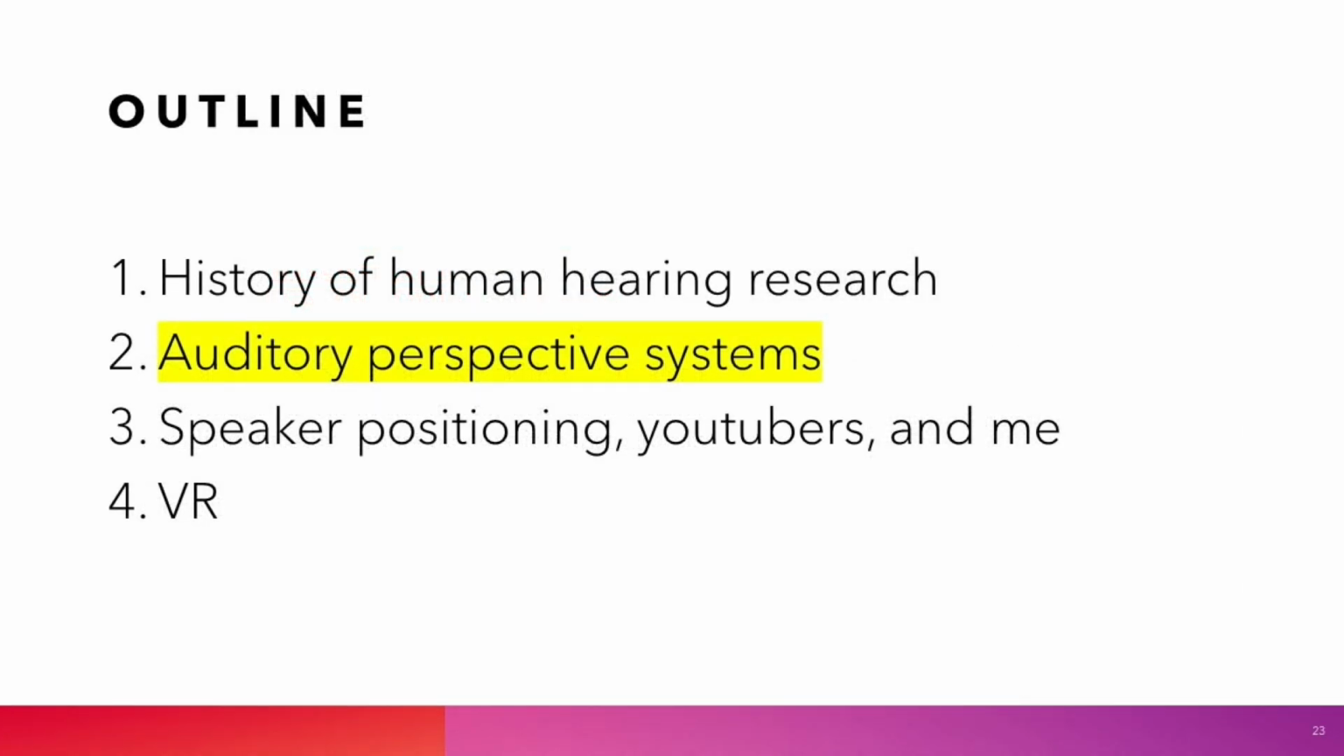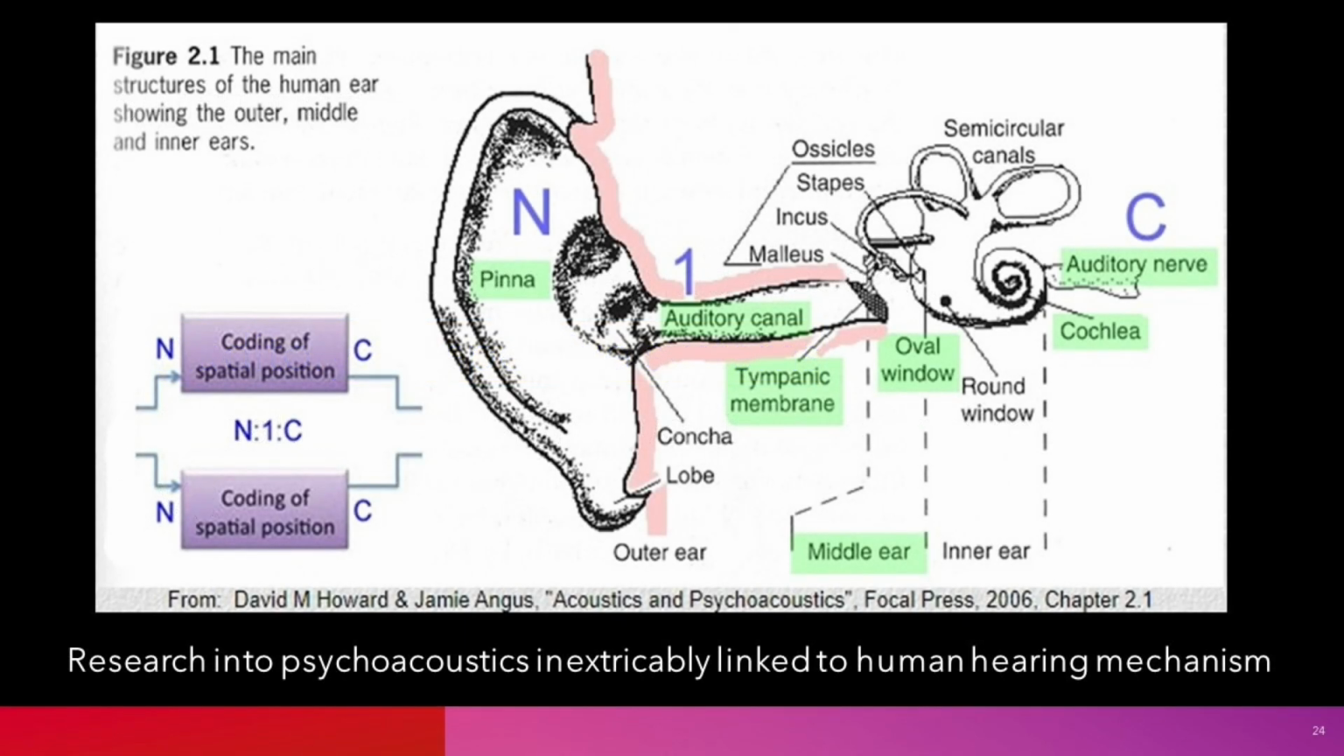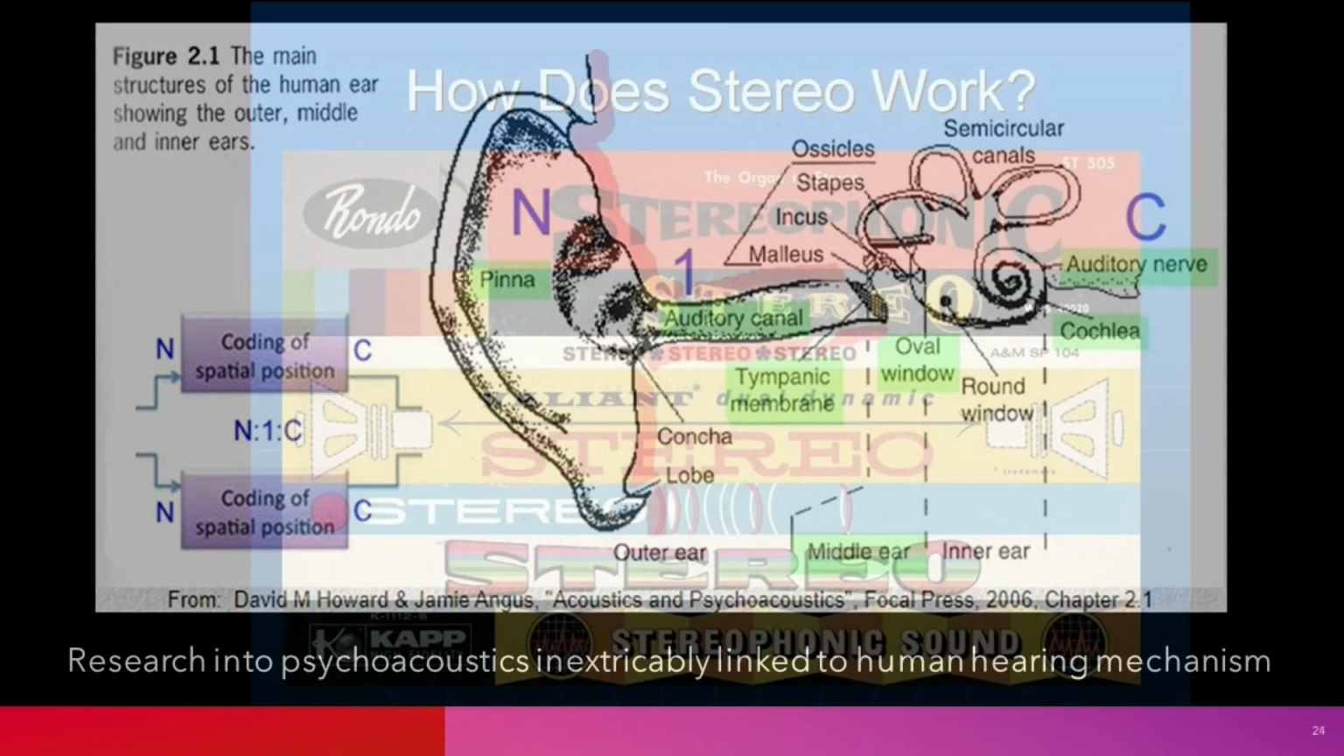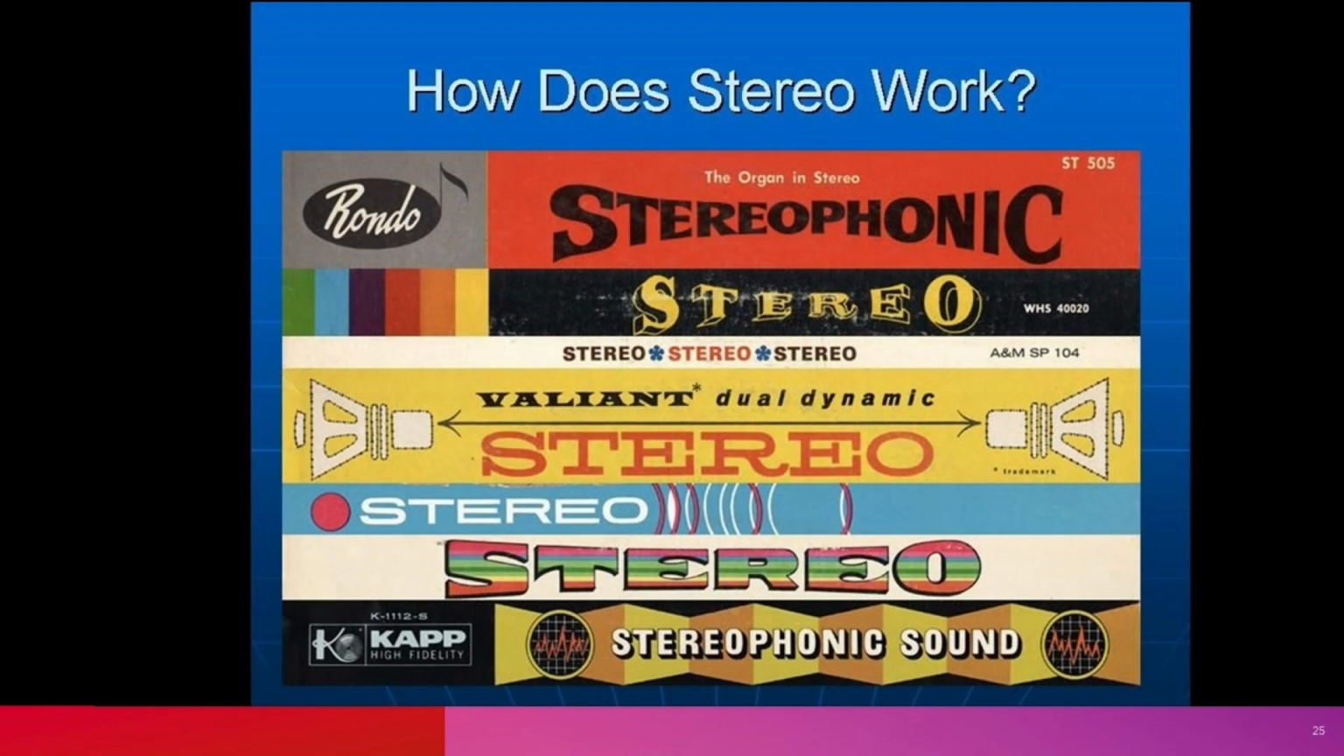Okay, auditory perspective systems. Obviously, research into psychoacoustics is linked to the human hearing mechanism. Coding of spatial position, this, that, and the other, pinna, auditory canal, eardrum, HRTF, all this stuff. When it came to stereo, naturally they're going to assume that we need to study human hearing in order to reproduce these sounds if we want to use speakers.